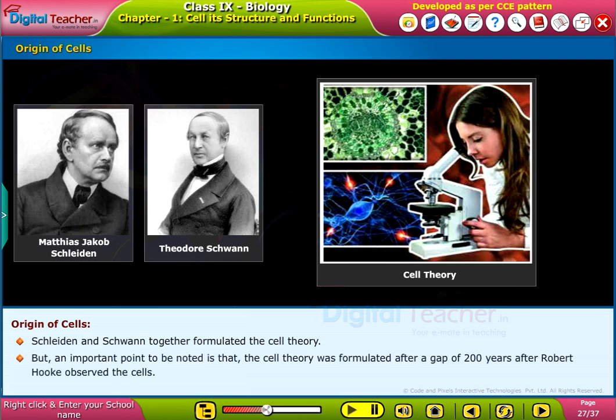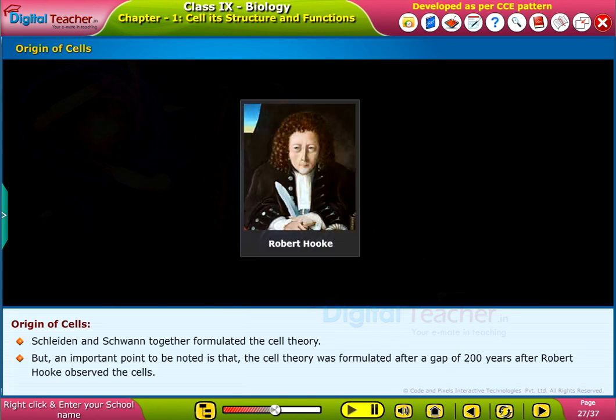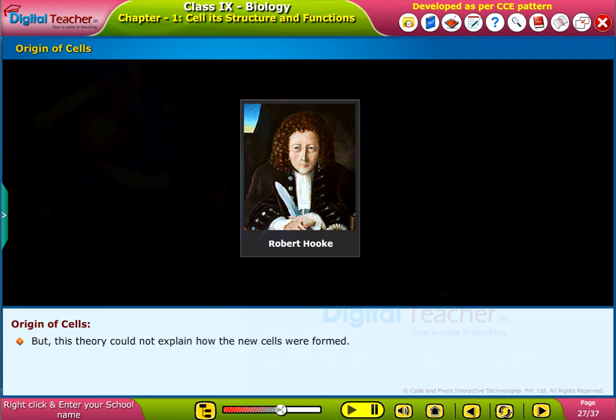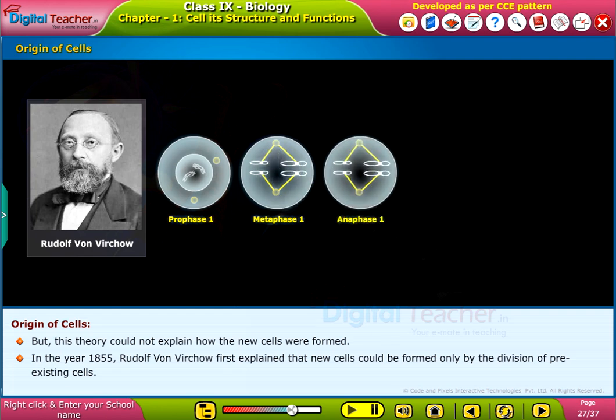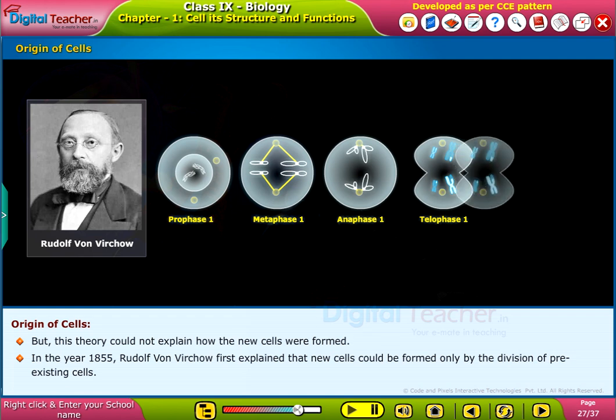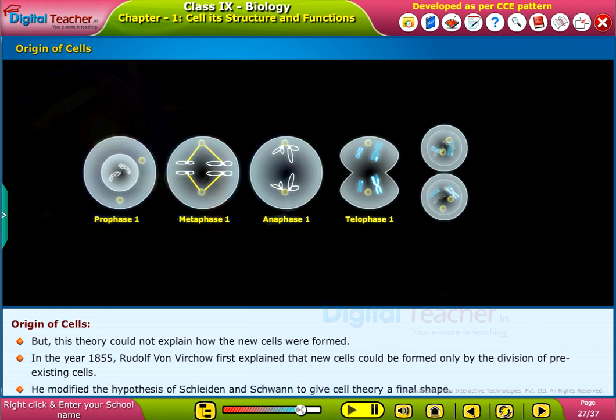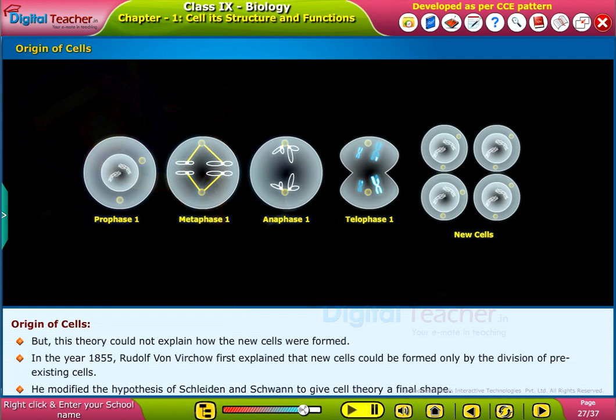But an important point to be noted is that the cell theory was formulated after a gap of 200 years after Robert Hooke observed the cells. But this theory could not explain how the new cells were formed. In the year 1855, Rudolf Virchow first explained that new cells could be formed only by the division of pre-existing cells. He modified the hypothesis of Schleiden and Schwann to give cell theory a final shape.